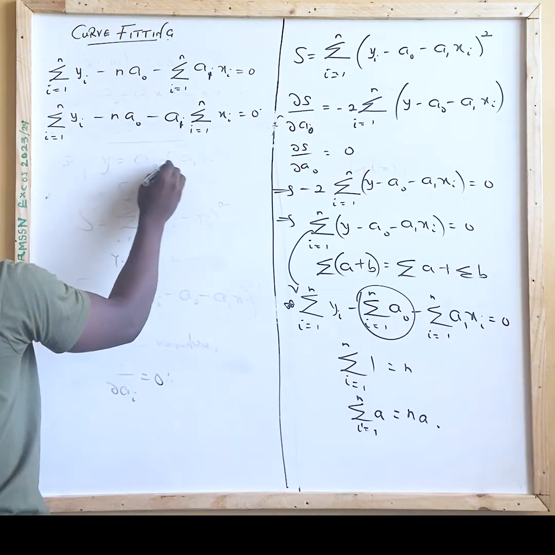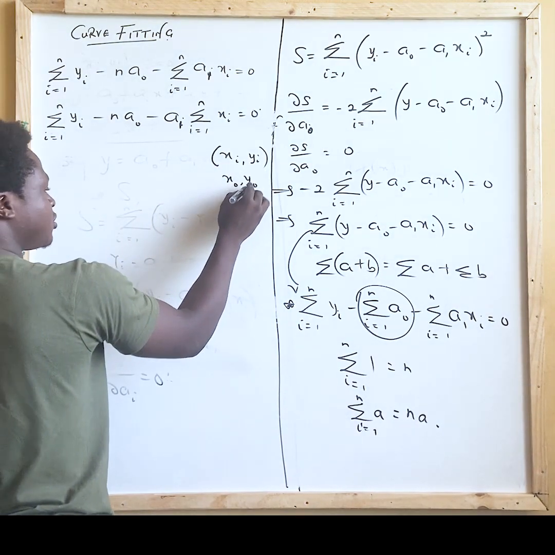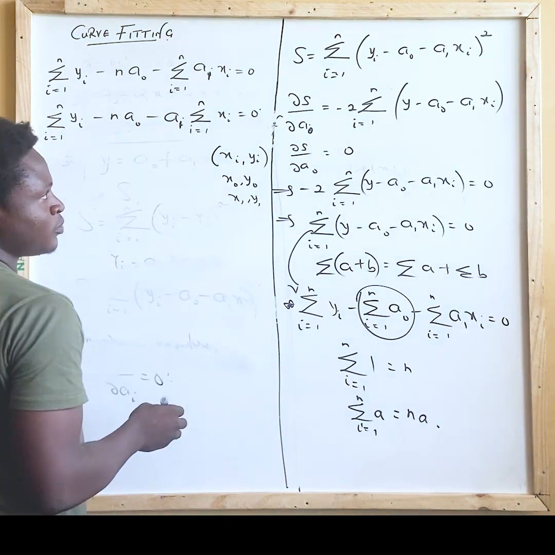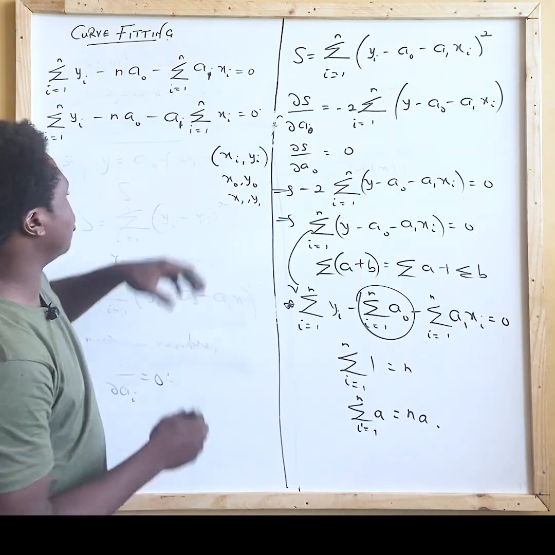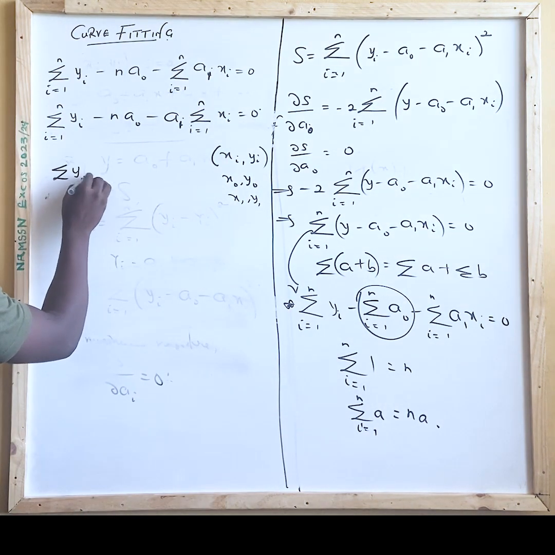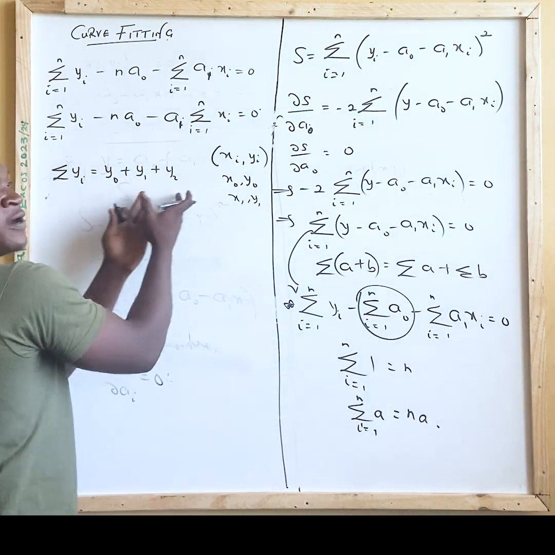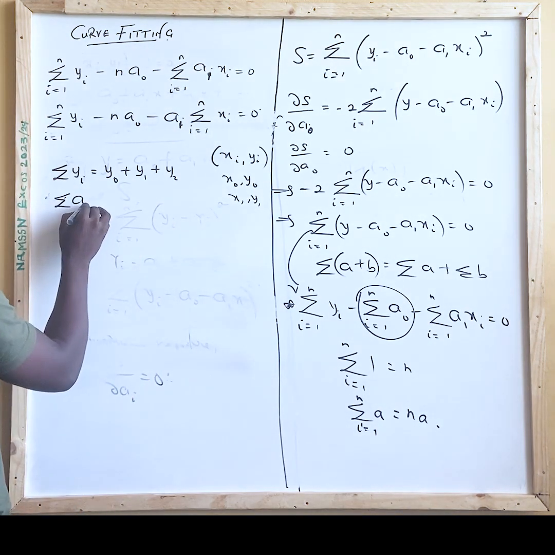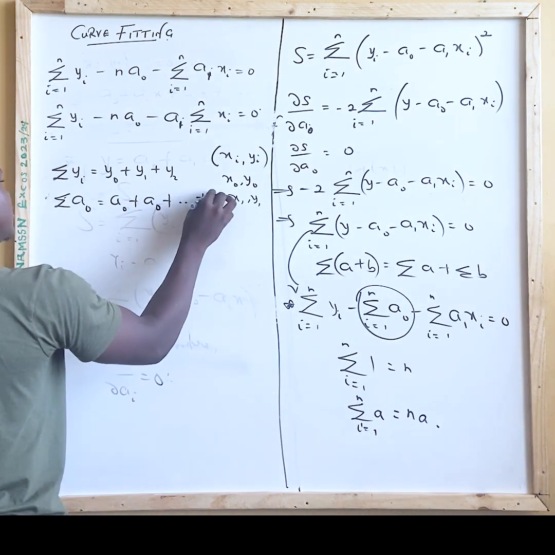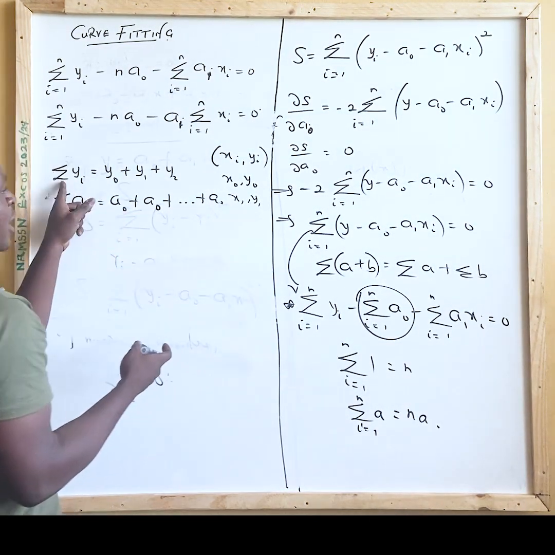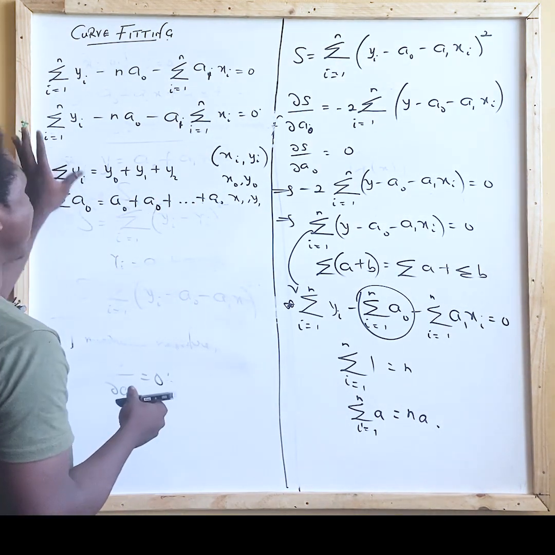Remember, we said that we are taking our points to be from xi, yi. So we know a particular x naught, y naught. We know x1, y1. So these values here are not exactly the same. So it will mean that our summation yi means y naught plus y1 plus y2 and so on. They are different values. Our summation of a naught is the same thing as a naught plus a naught n times, the same value repeating itself n times. But here they are of different values. That is why we are not saying that it should be n yi at this point here.